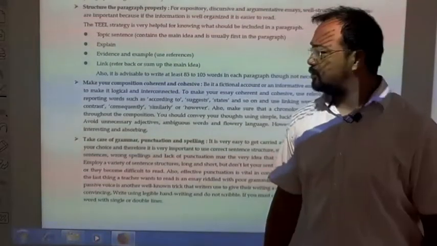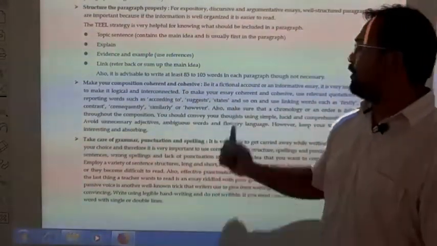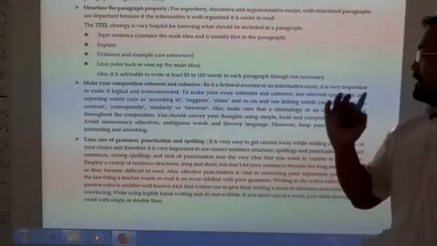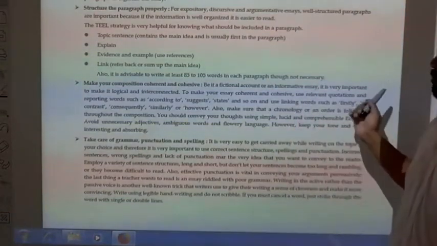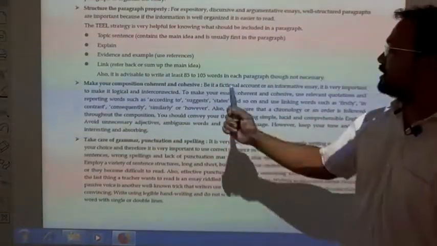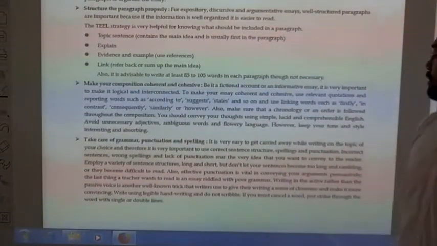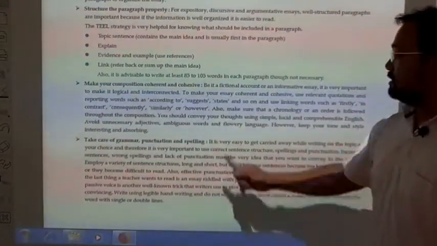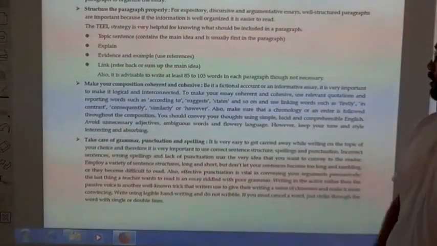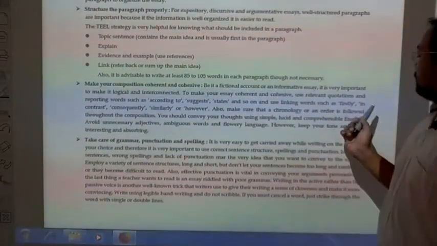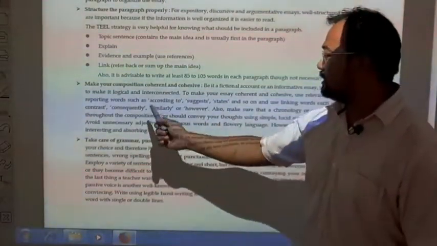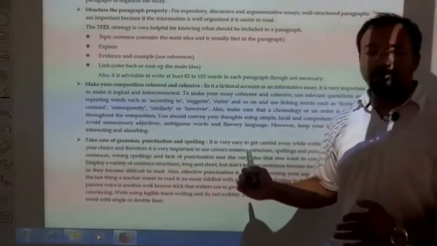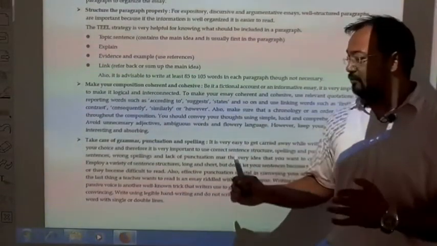Next point you see, make your compositions coherent and cohesive. It may be a fictional account or an informative essay. It is very important to make it logical and interconnected, to make your essay coherent and cohesive. Use relevant quotations and reporting words such as according to, suggests, states and so on, and use linking words such as firstly, in contrast, consequently, similarly, however. So these are the words you will use if you want to make your writing effective to the reader.